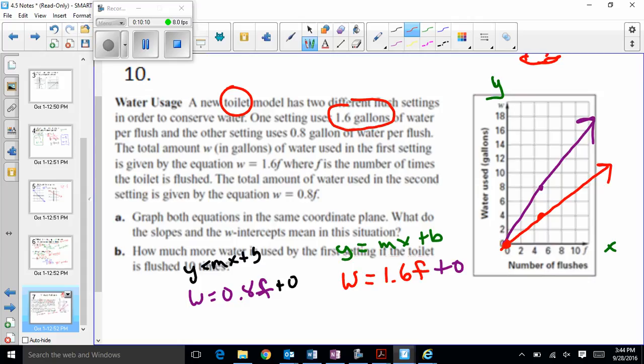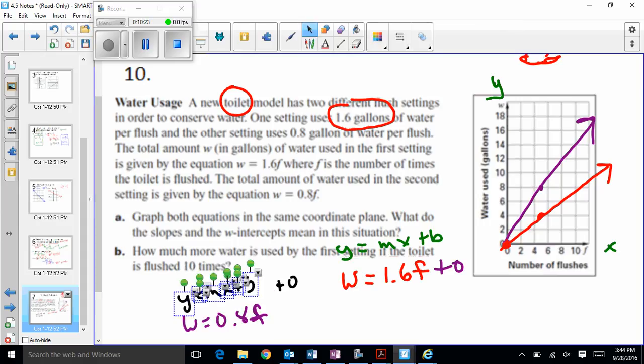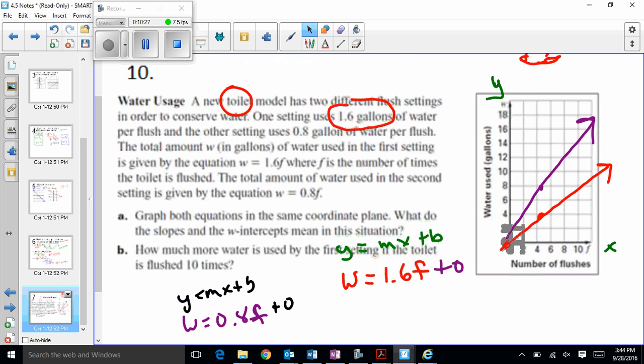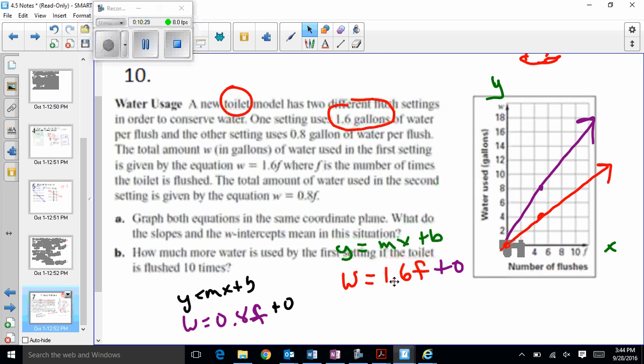Now that I graph them, I've connected the flushes and the gallons to what it means in the situation. It's on the X and the Y axis. I'll move these things down now. And oops, move that up. Nope, I don't want to do that. I want to do this.